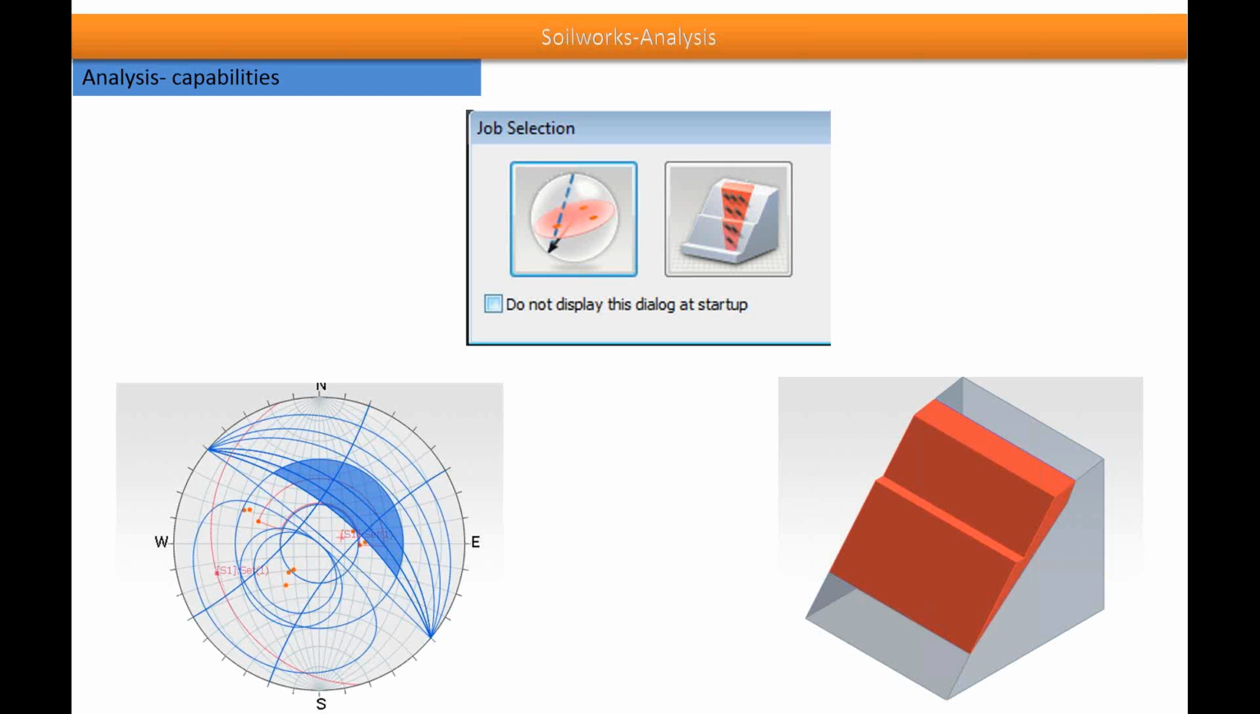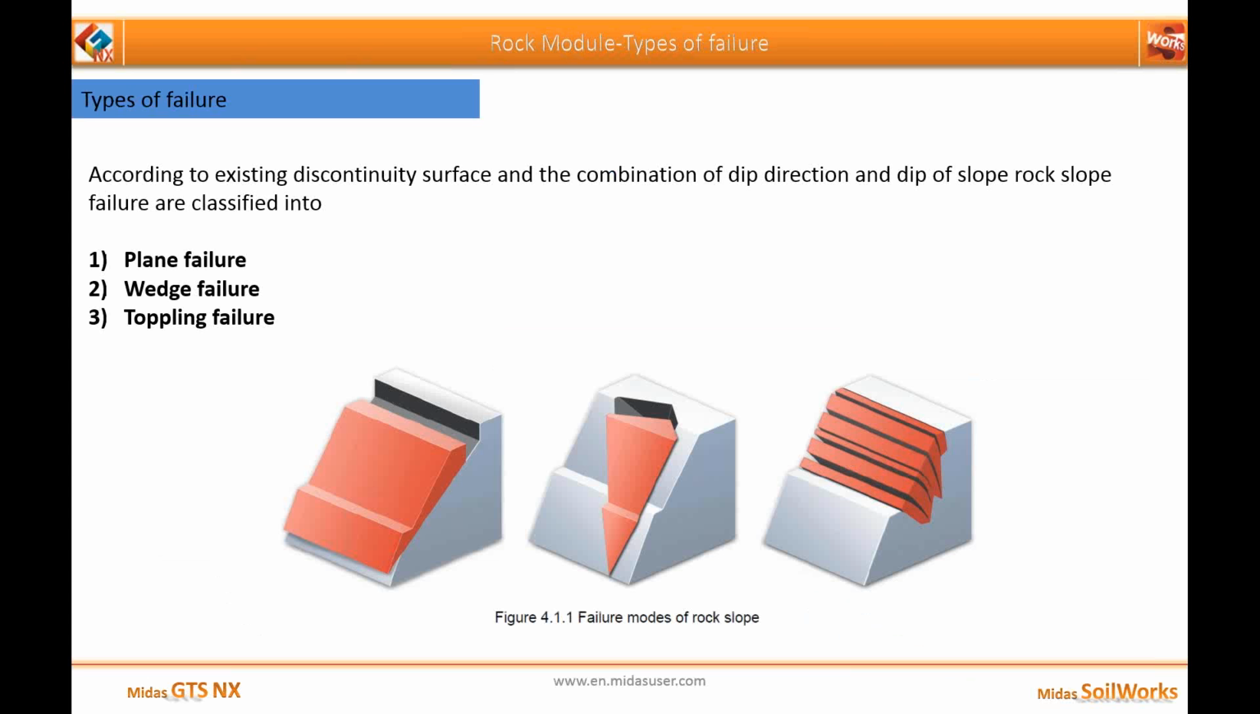Now, what are the analysis capabilities? When you deal with the SolidWorks rock module, you can perform the stereographic analysis, which is basically to find out what kind of failure is going to take place. And second, you can perform the LEM, that is limit equilibrium analysis, to get the factor of safety for a particular slope. Now, we know that according to the existing discontinuity surface and the combination of the dip direction and the dip of slope, rock slope failures are classified into the plane failure, the wedge failure and the toppling failure. So these are the various failure modes of rock slope.